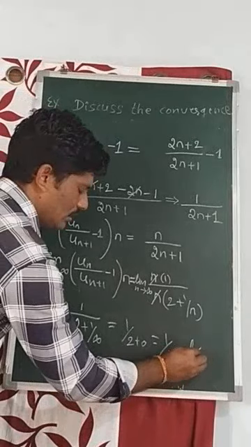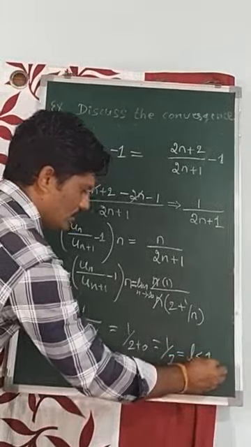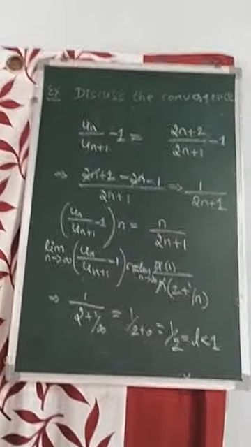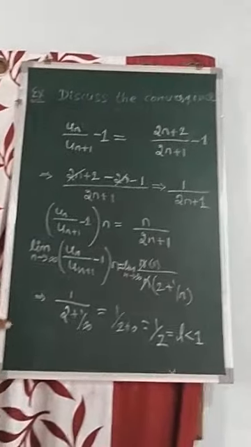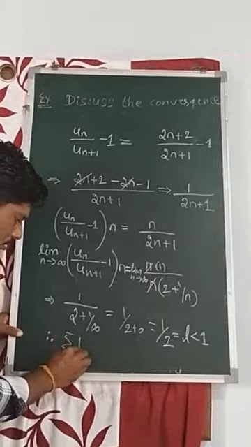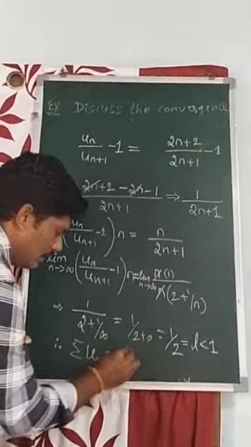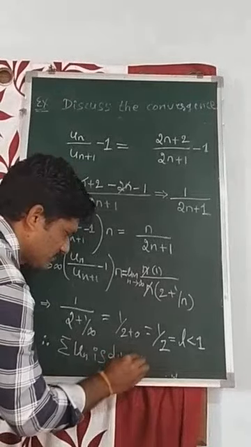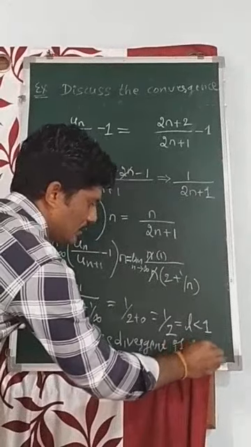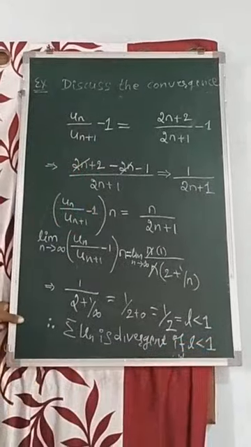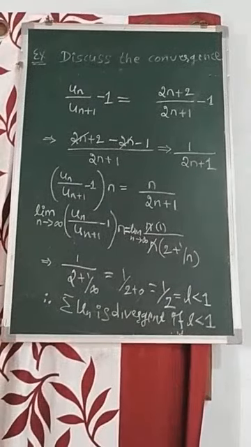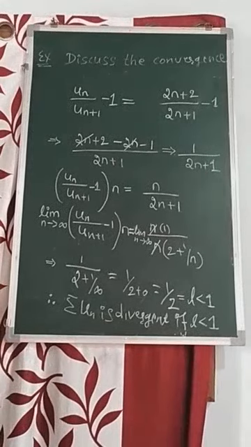L is less than 1. In Raabe's test, L is less than 1, so summation of un is divergent. Therefore, summation of un is divergent if L is less than 1. In Raabe's test, if L is less than 1, summation of un is divergent. This is the example in Raabe's test.